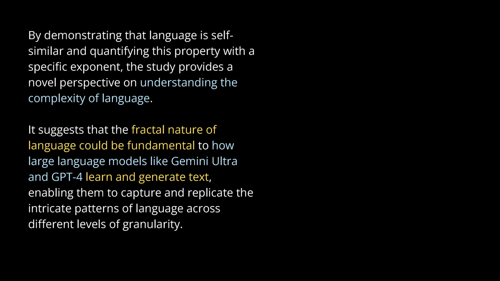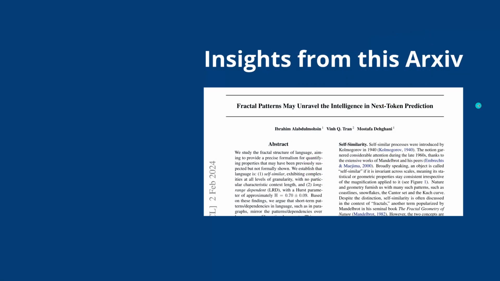This is now interesting because we want to understand the complexity of human language. And if we use this fractal nature of human language to improve how LLMs like Gemini Ultra or GPT-4 learn and generate text by next token prediction, if we understand that there's more than next token prediction because we have the fractal nature of our language, now it gets interesting. So this has implications for improving the design and training of LLMs. Yes, beautiful, you got it.